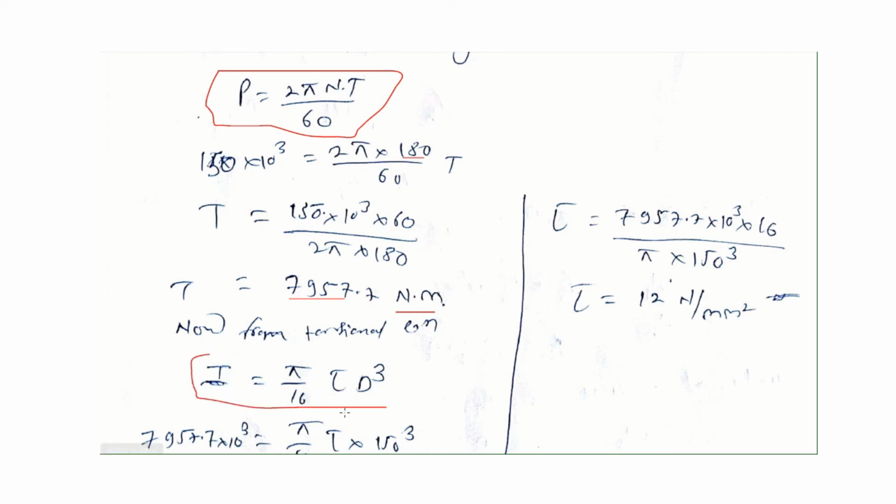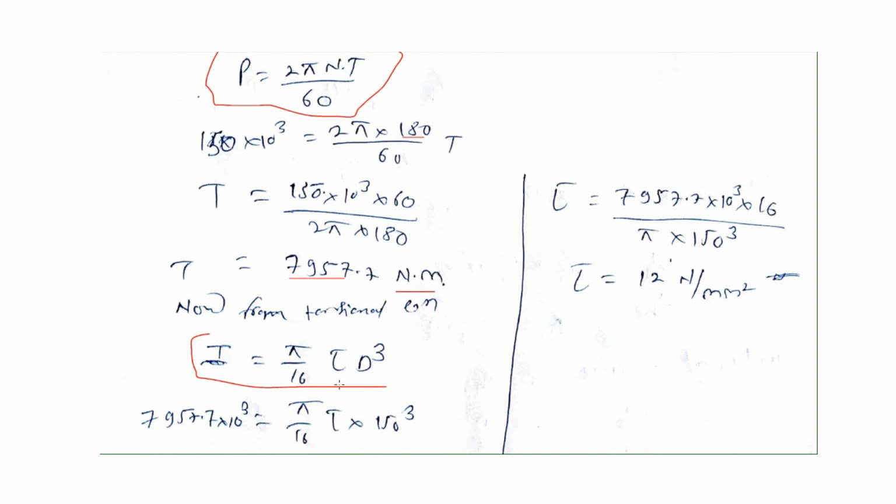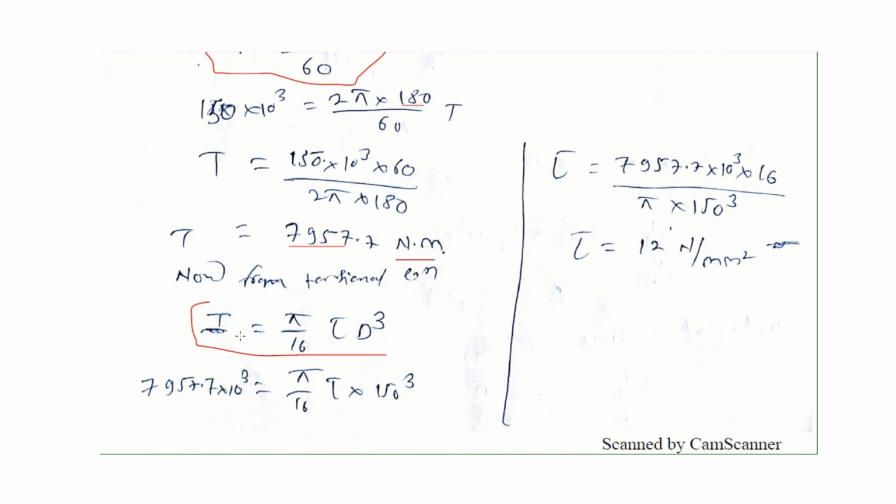Now from the torque, we know the torque transmitted in terms of maximum shear stress for the shaft is T equals pi by 16 tau d cube. So we find tau from here. T is 7957.7 into 10 to the power 3, because d is in mm, so we convert it to Newton mm, and d is 150 mm. We put it here, and the shear stress is calculated; it gives 12 Newton per mm square. This is the answer of this question. Thank you.